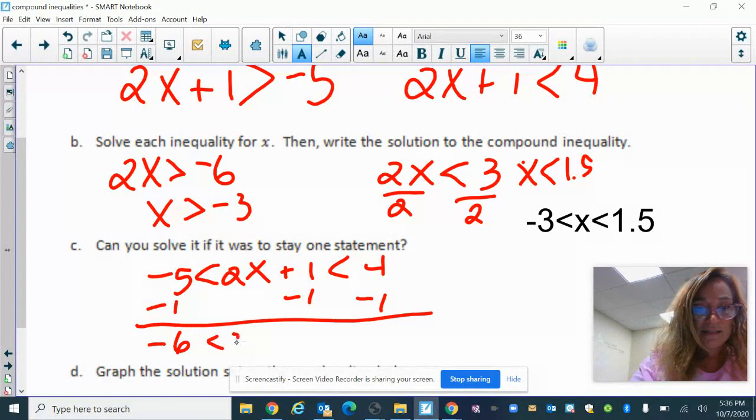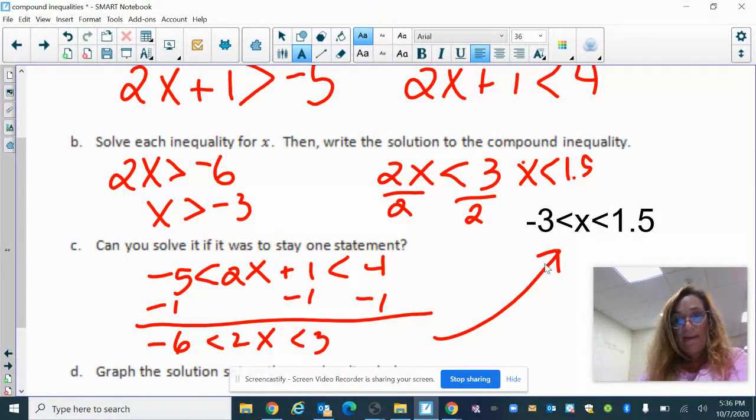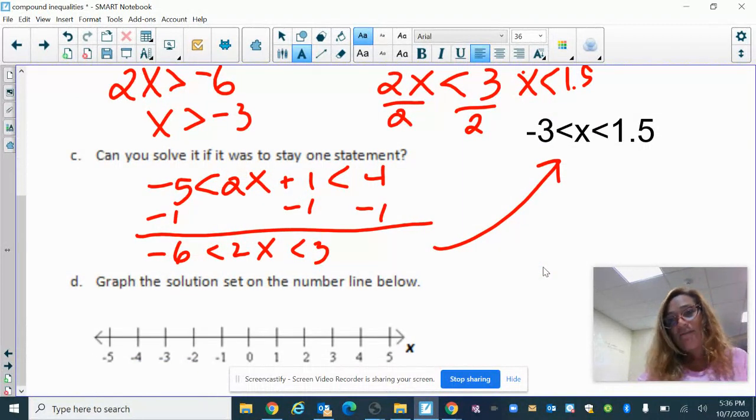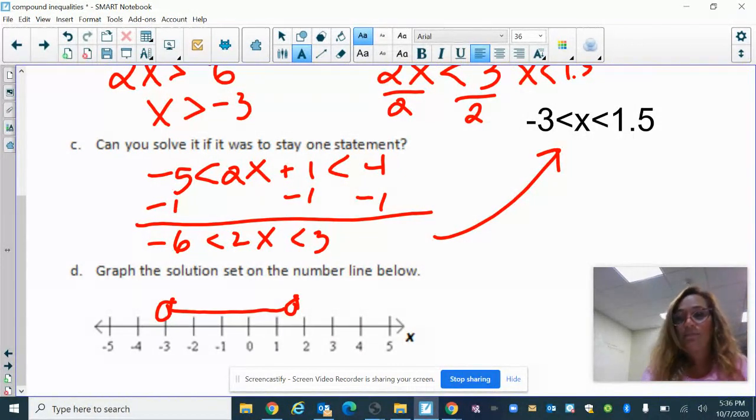-6 is less than 2x is less than 3. Then I'm going to divide everything by 2, and that gives me that answer right there. Okay, so now I'm going to graph it. Open circle, open circle, and you just got to go between 1 and 2 and connect. Those are circles. I know they don't look like circles. They kind of look like sixes, but you get the idea.